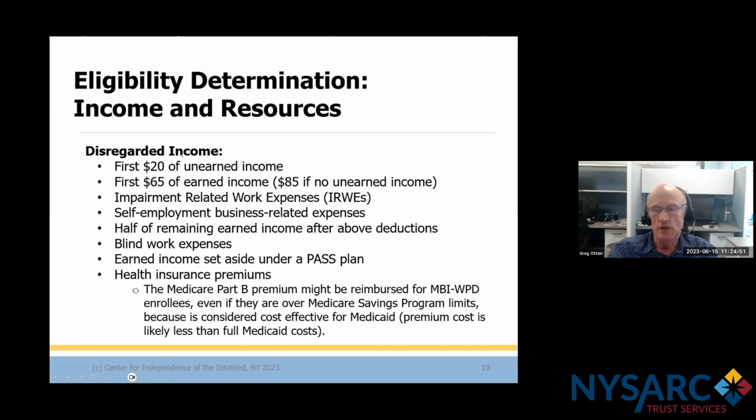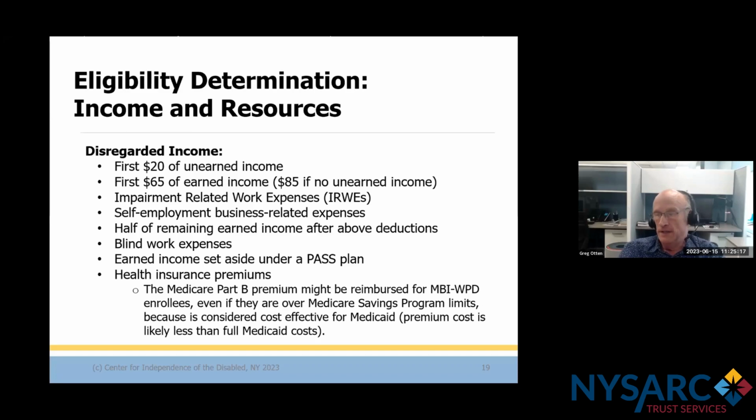These are disregards, $20 a month of unearned income, and that's per household, not per individual. So if it's a couple, they get one $20 unearned income disregard. Then you have a whole order of steps to apply for earned income. The first $65 or $85 if there's no unearned income at all.